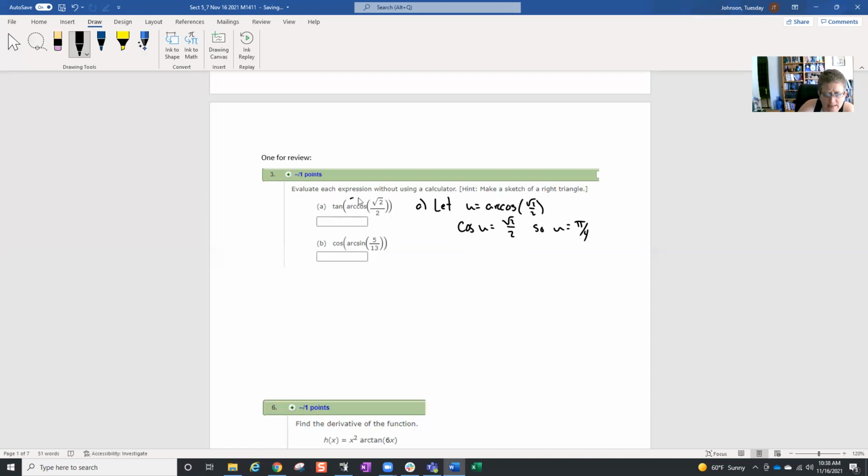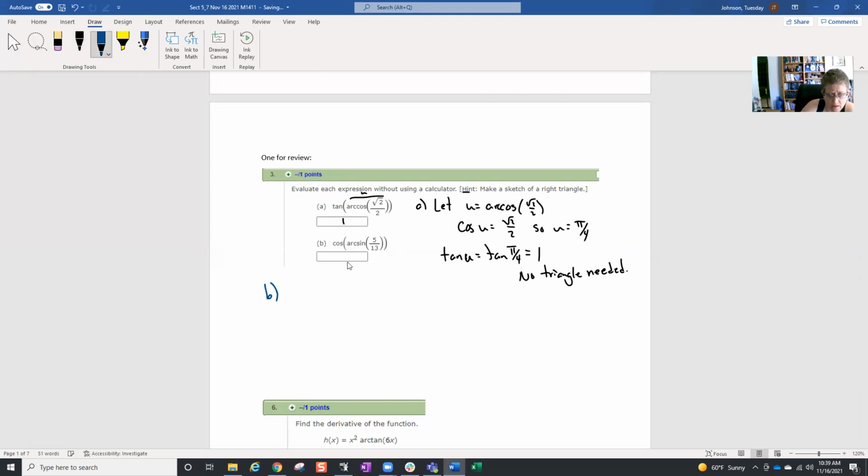But if I make this entire thing U, I then have that the tangent of U, which is the tangent of pi over 4, is 1. So no triangle needed. But that doesn't make this a bad hint.